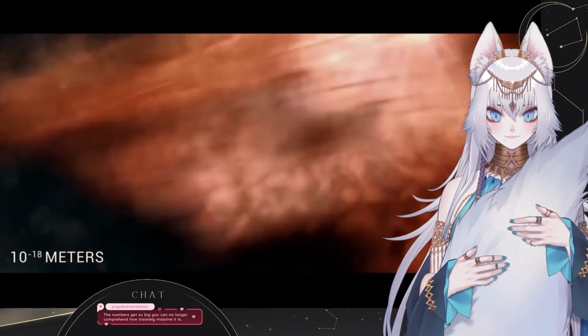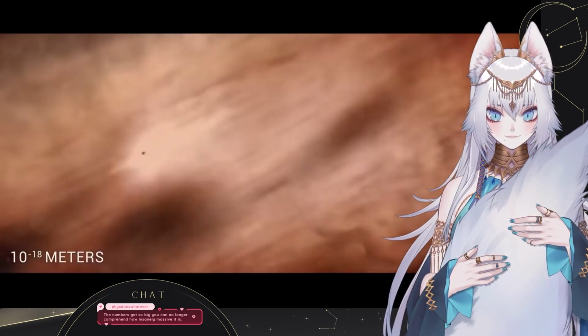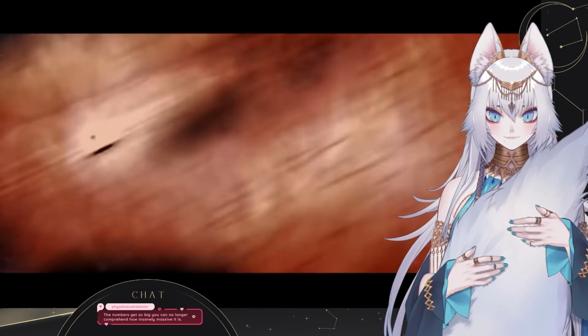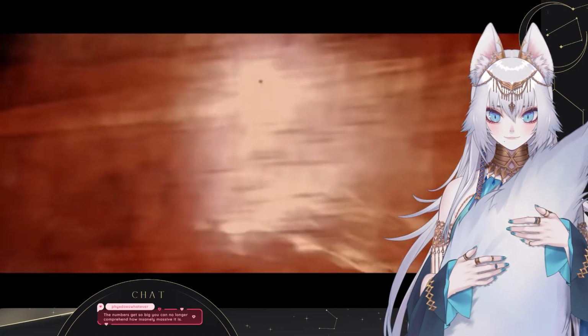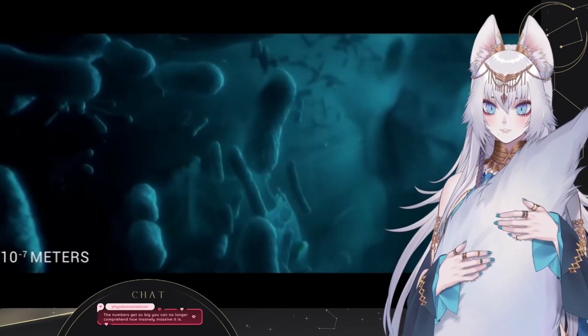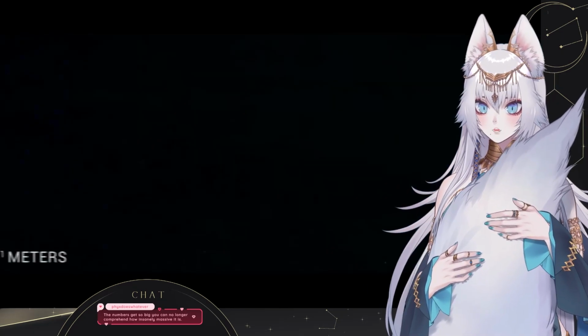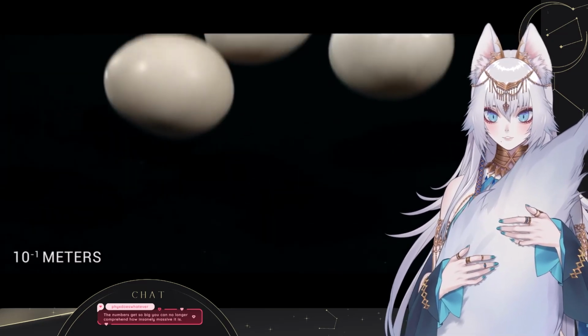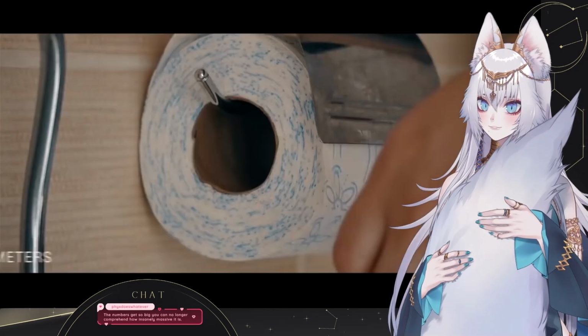Getting larger, at 10 to the negative 18 meters, we reach quarks. These are the subatomic particles that compose protons and neutrons. At 10 to the negative 7 meters, we reach the smallest forms of life, like single-celled organisms. At 1/10 of a meter, we find things that you can see, like eggs, birds, and toilet paper.